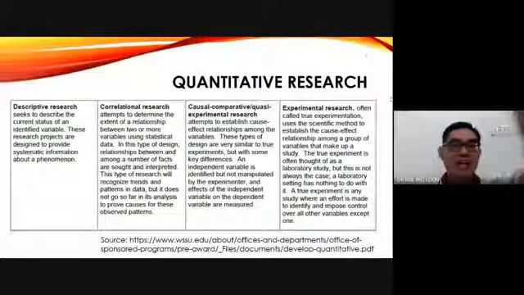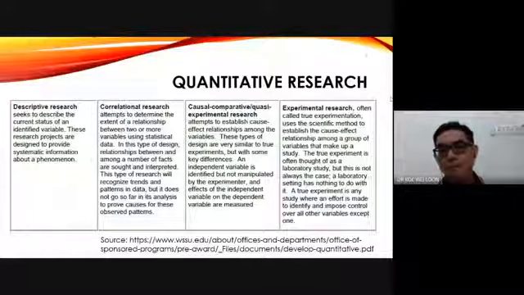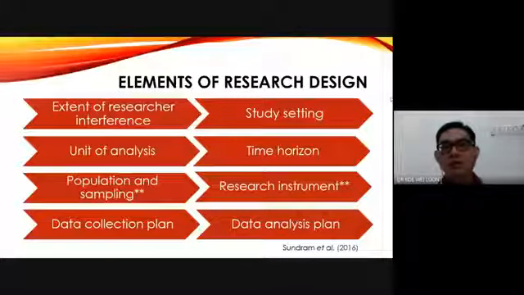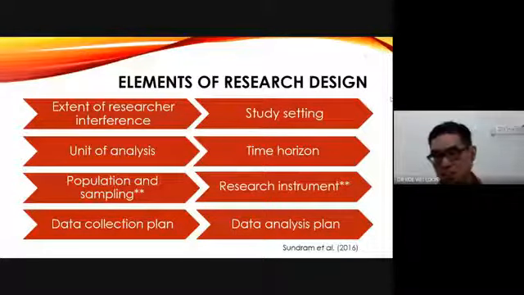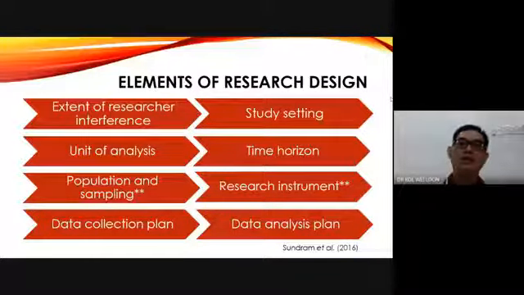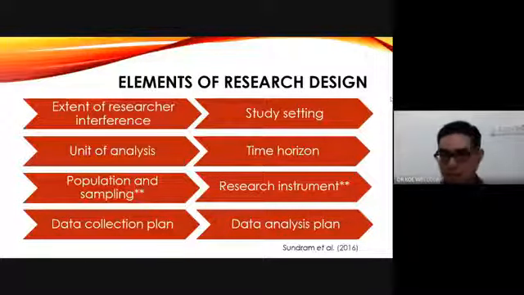Qualitative research. Then from there, you start to write your research design. So our next topic is what to write in your research design. So these are the elements of research design.